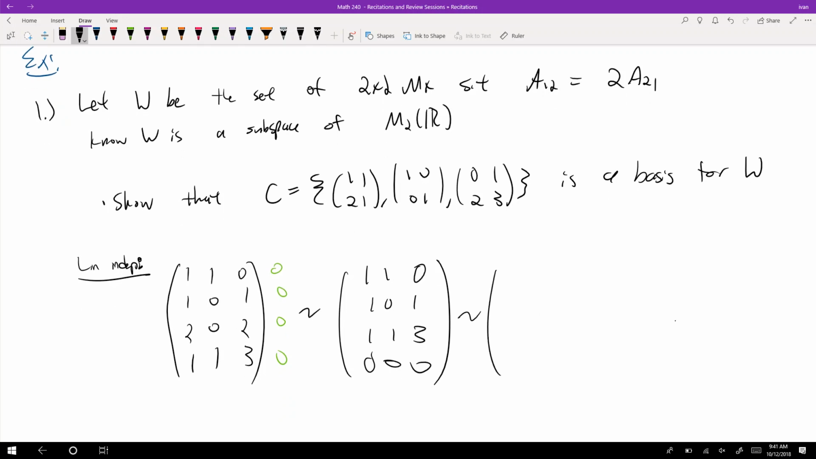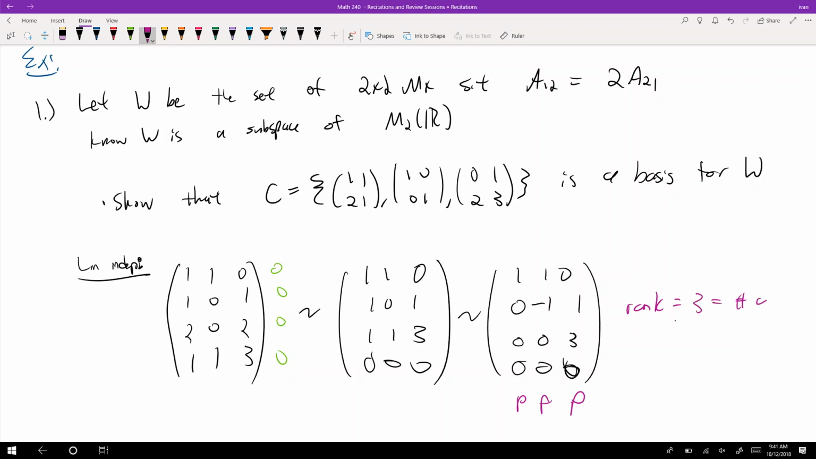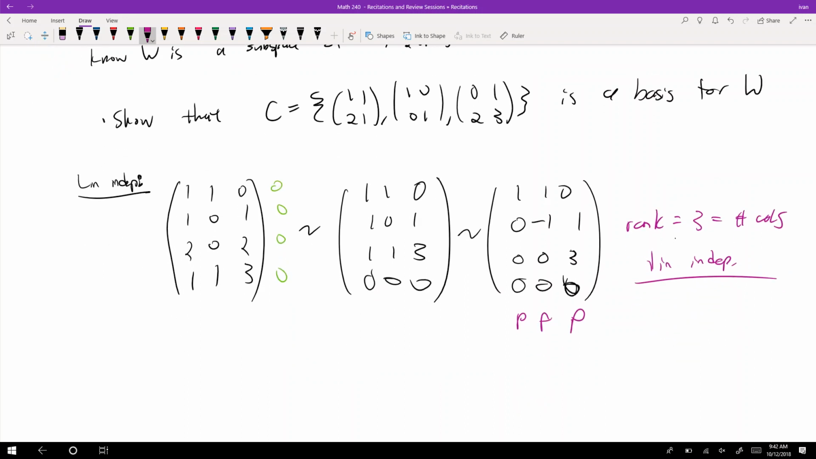Okay, and then 1, 1, 0. This becomes 0, negative 1, 1. And then this becomes 0, 0, 3. Then 0, 0, 0. Pivot, pivot, pivot. Rank is equal to what? Yeah, 3, which is equal to the number of columns. And so it's linearly independent because the null space is trivial.